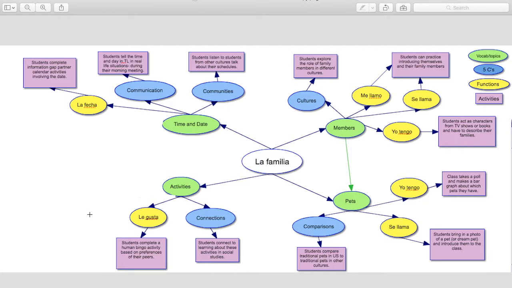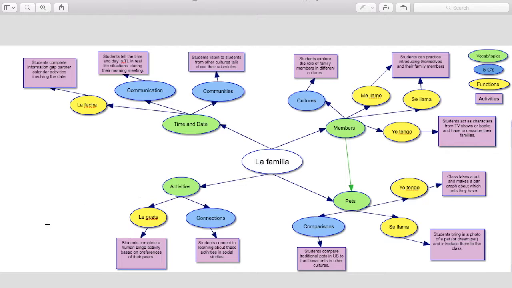So I didn't list the specific ones, but some of them might be I like to eat with my family, I like to play sports with my family, I like to cook. So that's where the sentence structure le gusta comes in. So students are familiar with me gusta, I like, but this would be an introduction to someone else likes.